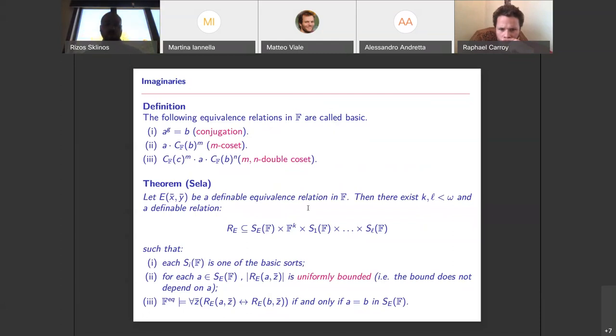Whenever we have an equivalence relation, to each tuple of the given equivalence relation we can assign finitely many, and actually uniformly bounded many, tuples that live in the basic sorts, and two elements from the same equivalence class would have the same representatives from these tuples. The important thing here is, of course, the uniform bound: to each equivalence class we have at most this many tuples coming from basic sorts, and this won't depend on the class.